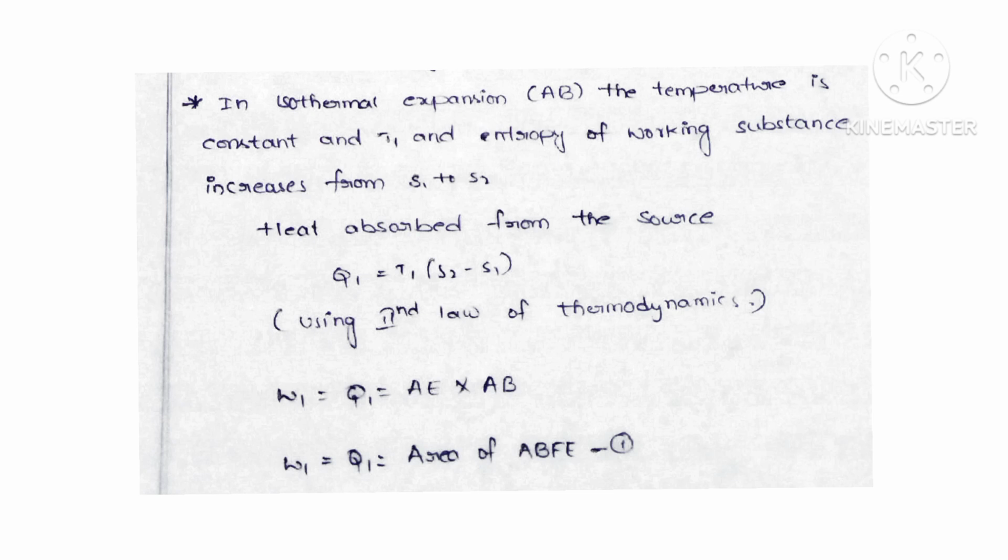In isothermal expansion AB, the temperature is constant at T1 and the entropy of the working substance increases from S1 to S2. Heat absorbed from the source, Q1, is equal to T1 into S2 minus S1. Using the second law of thermodynamics, W1 is equal to Q1, which is equal to the area under AB. W1 is equal to Q1, which is equal to the area of ABFE.